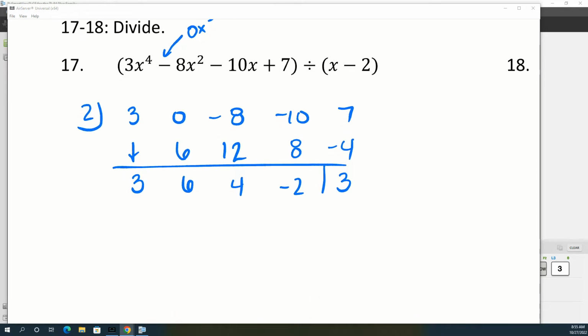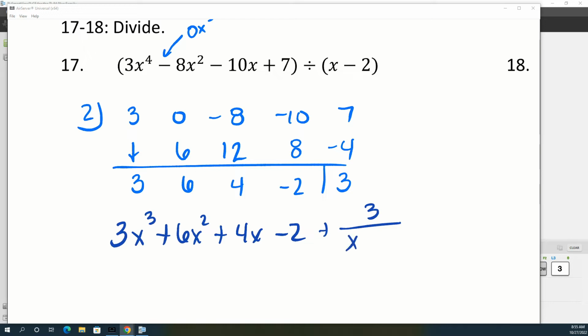All right, so once we get all of that multiplied and added, then we're ready to write our function. And so this started off as x to the fourth. So when I do division, what should it be now? To the third. And then we're just going to go down. And then we're going to put our remainder over our divisor.